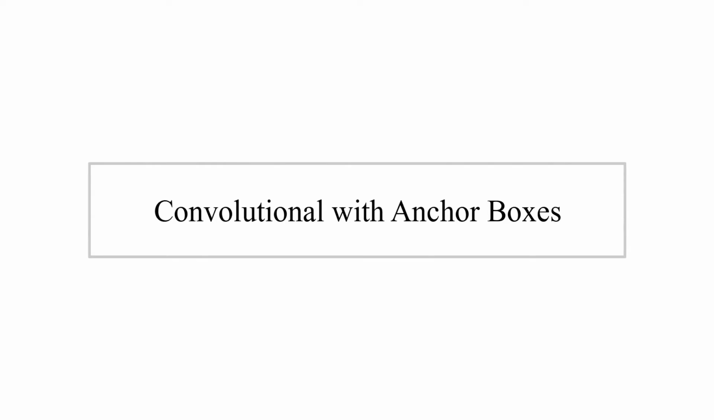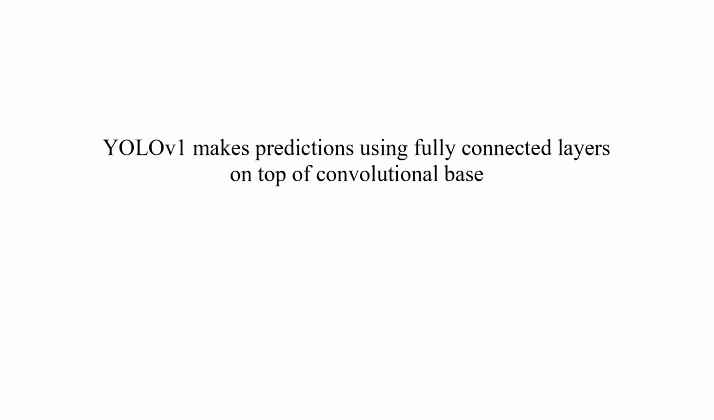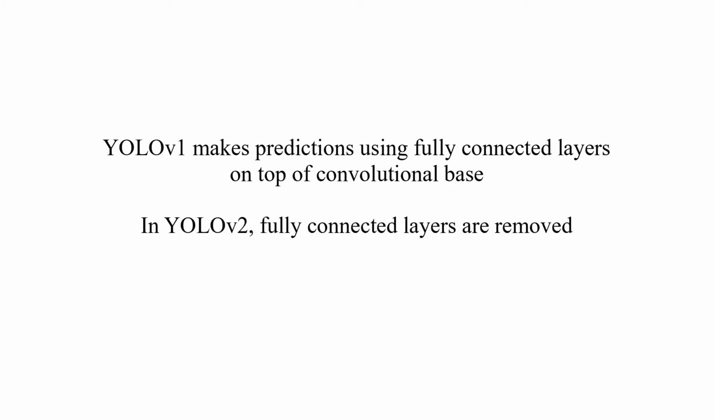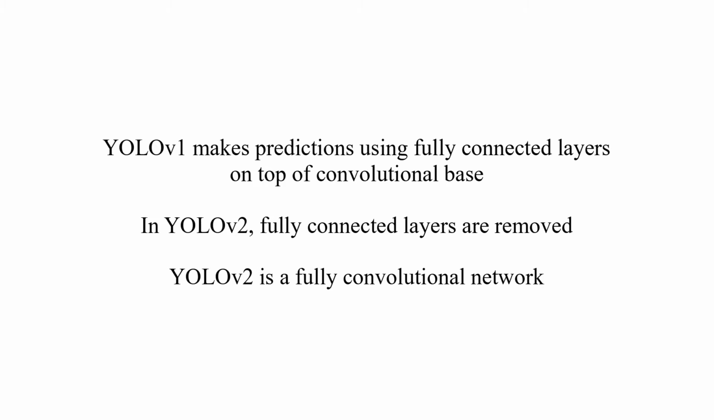Convolutional with anchor boxes. YOLO version 1 makes predictions using fully connected layers on top of the convolutional base. In YOLO version 2, fully connected layers are removed. YOLO version 2 is a fully convolutional network.